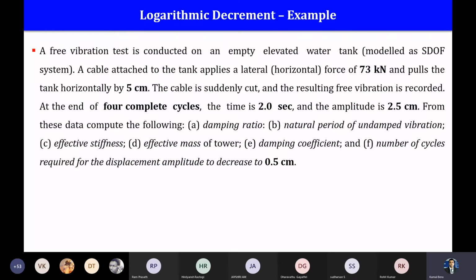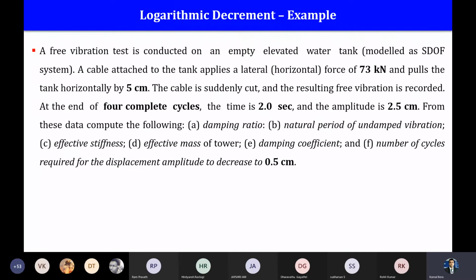A vibration test is conducted on an empty elevated water tank, modeled as a single degree system. A cable attached to the tank applies a lateral, or horizontal, force of 73 kilonewton. So that means I am pulling it with a 73 kilonewton force and then just leaving it. The tank moves horizontally by 5 centimeter. Got it? So from here you can find out some quantities. I am just giving a force and I got a displacement.